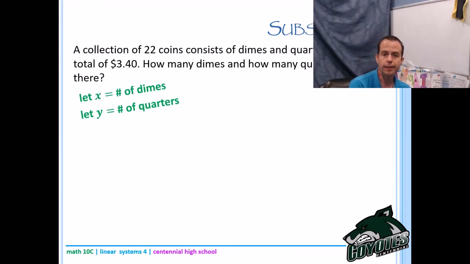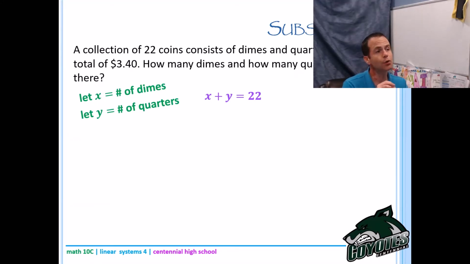I'm going to call x the number of dimes, and I'm going to call y the number of quarters. Now, my first equation is the number of coins I have. I have 22 coins, so I know that x plus y has to equal 22. Okay, now the second equation deals with the money, the value.